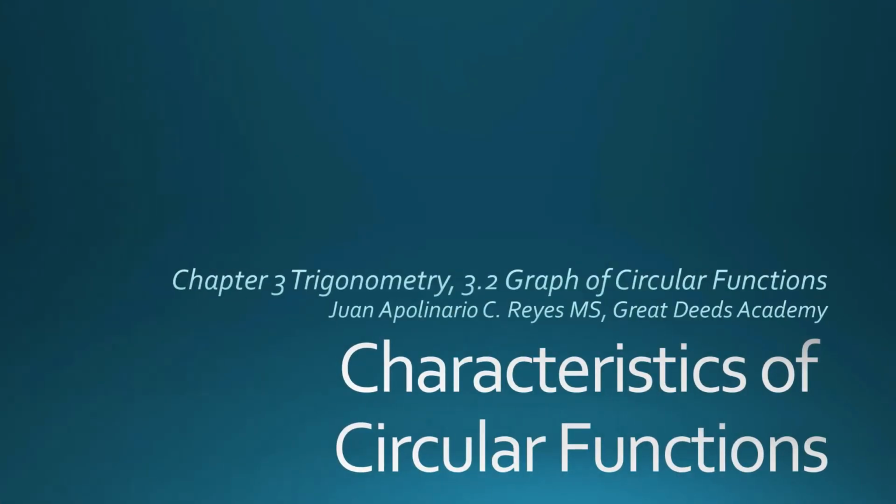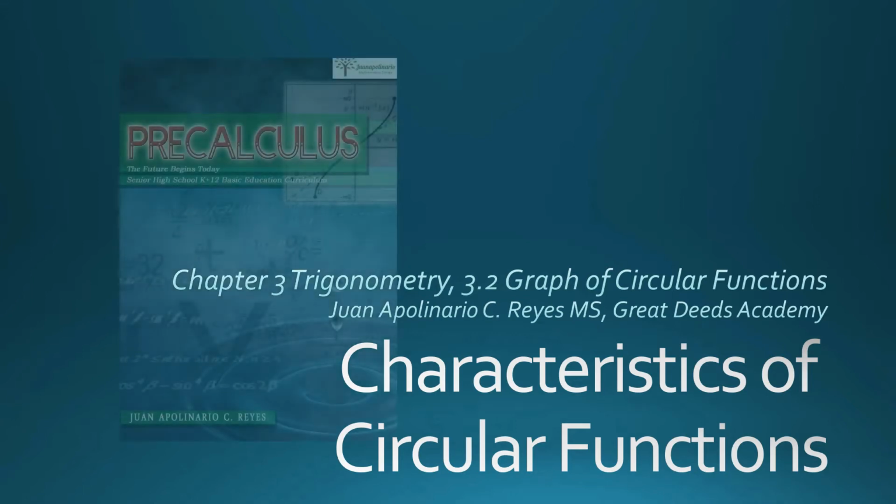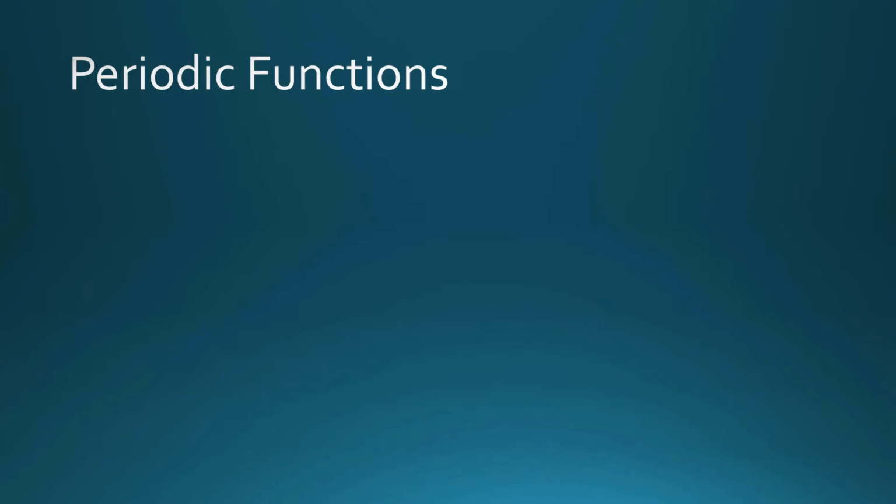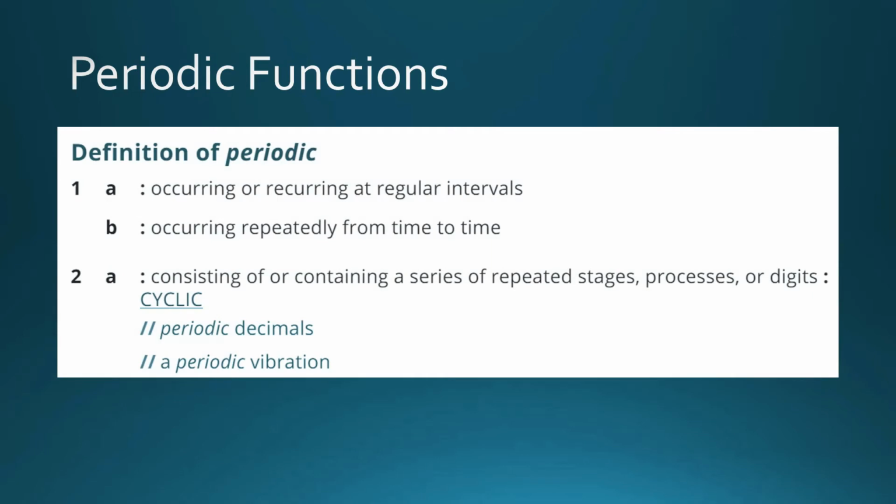In this video, I will begin talking about the characteristics of circular functions, and I will begin with circular functions being periodic. So why is it that they are called periodic? I went to the dictionary. This one comes from Merriam Online Dictionary, and this is the meaning of something that is periodic. It is something that occurs or recurs at regular intervals.